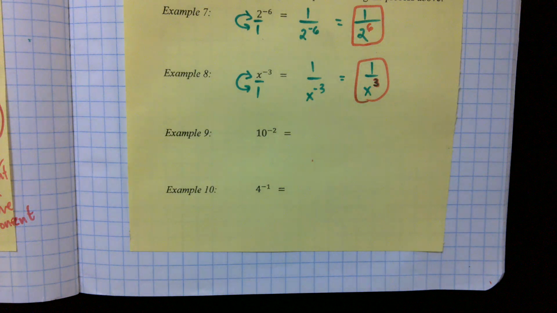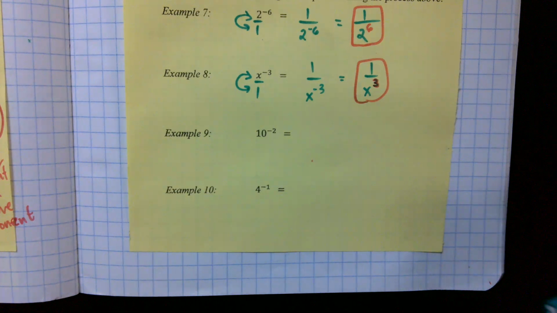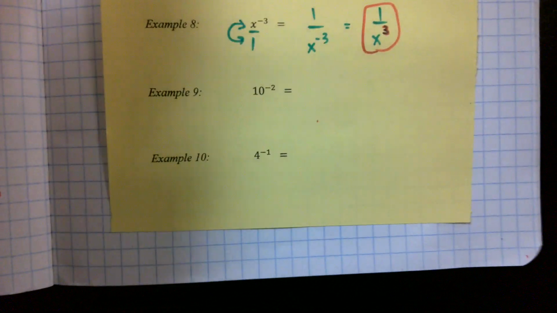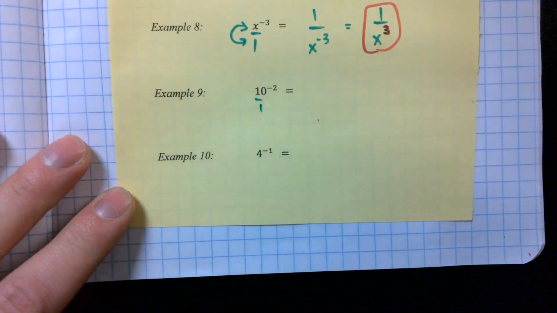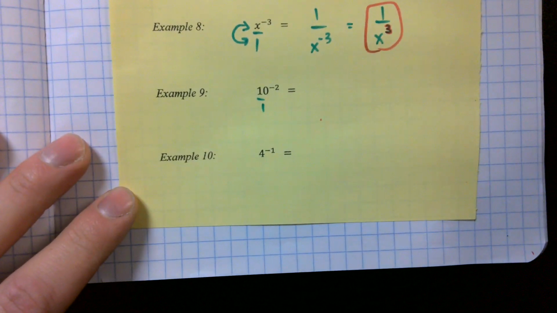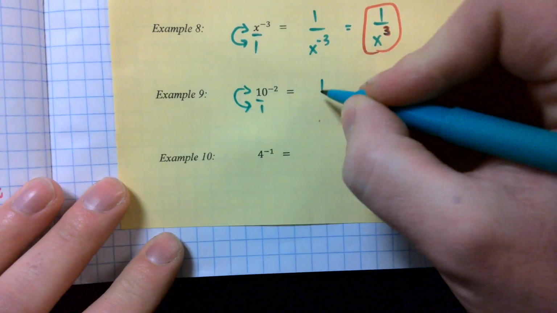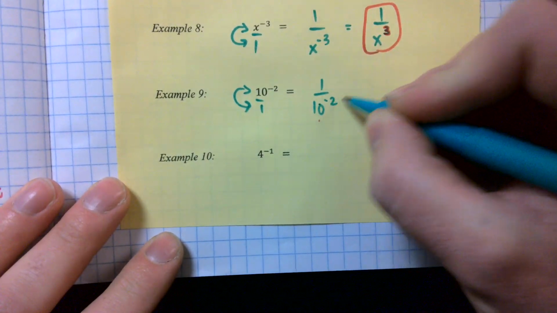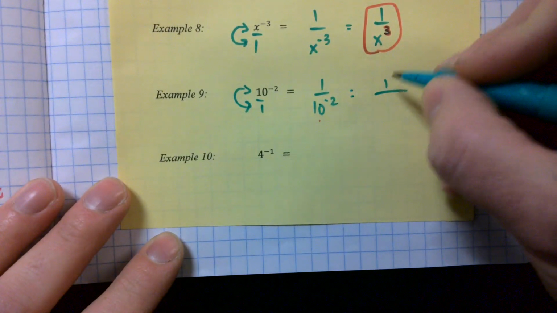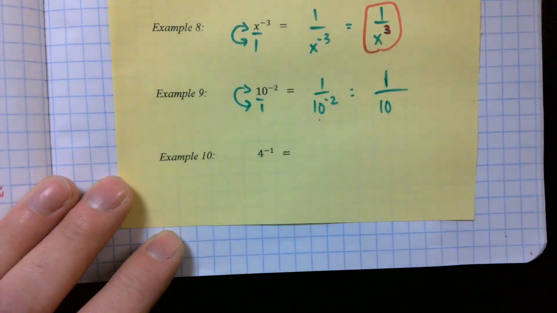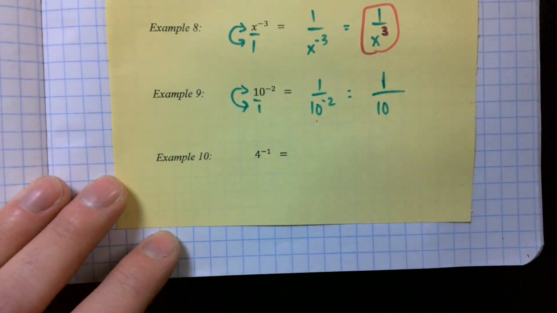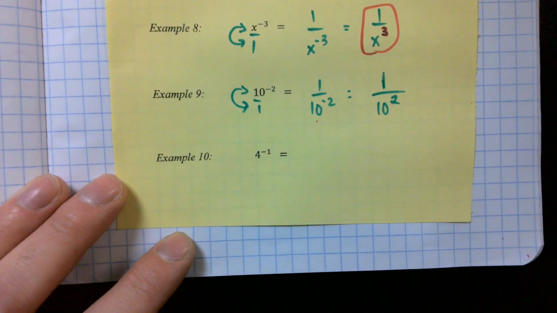All right. Real quickly, example 9. What's the first thing I need to do again? I already forgot. Put a 1 under the base. All right, what's the second thing I need to do? Flip it. So now my 1 goes on top. Okay, now that I flipped it, what happens to my exponent? It becomes positive. Nice and easy.